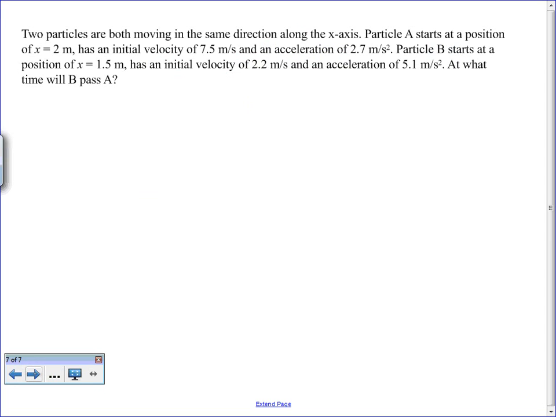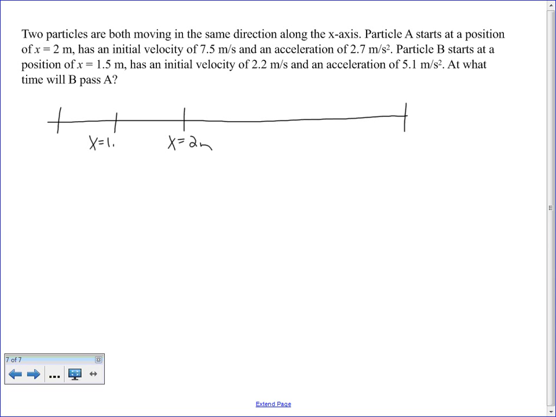The last problem that I have is a similar type of question, except the two objects do not start in the same spot. So to help out, I'm going to draw this situation. And so we have two particles both moving in the same direction along the x-axis. We have particle A starting at a position of 2 meters. We have particle B that's starting at a position of 1.5 meters. So here's object A, and here is object B. But they're both traveling to the right.